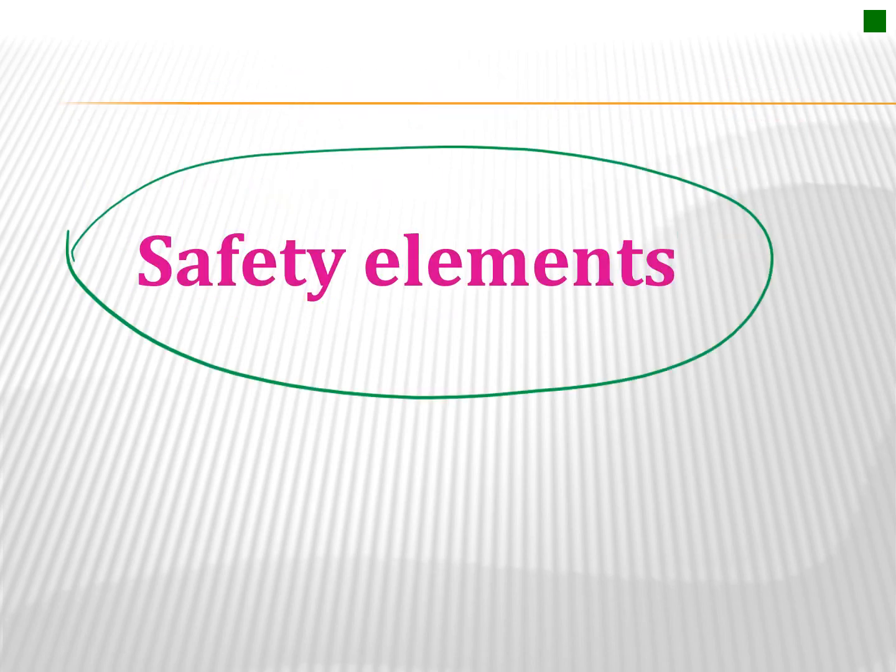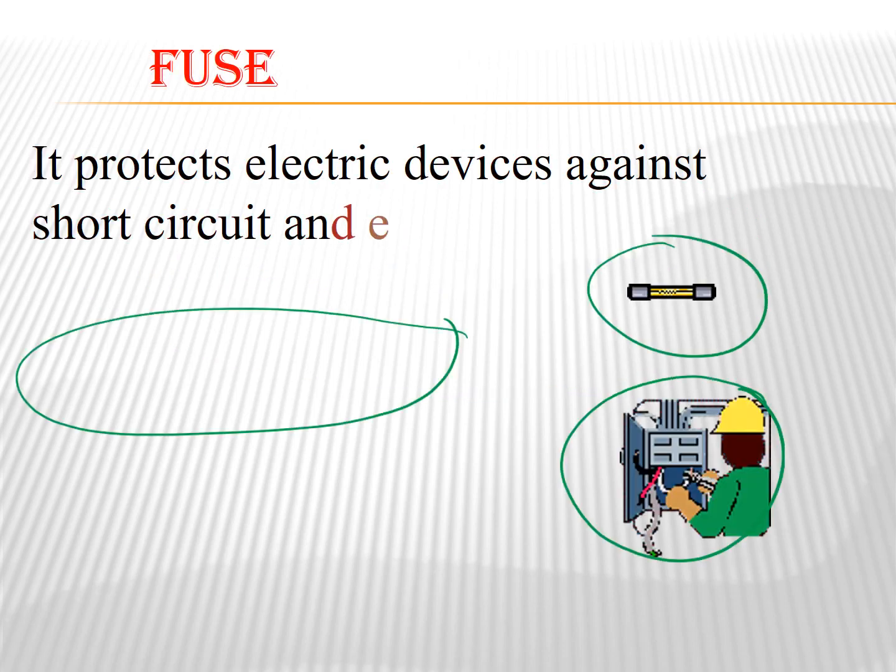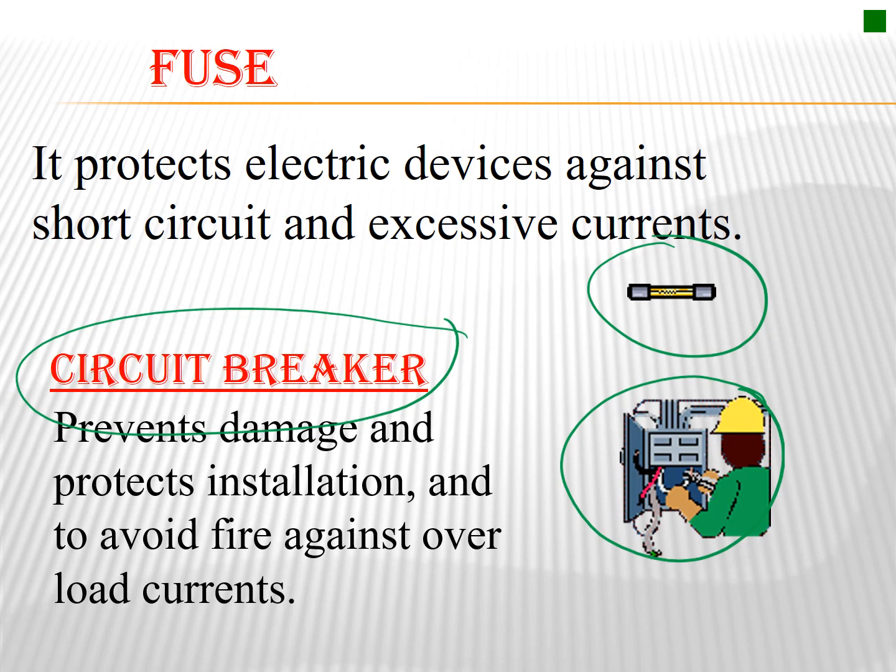Now, safety elements. Fuse. It protects electric devices against a short circuit and excessive currents. Circuit breaker prevents damage, protects the installation, and avoids fire against overload current.